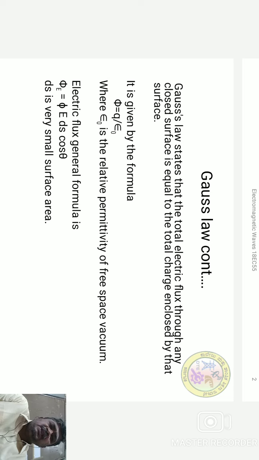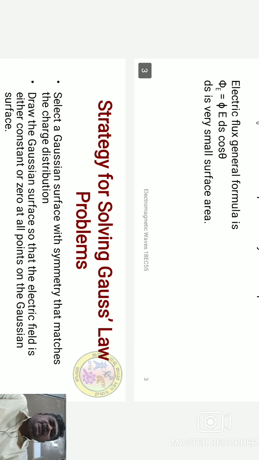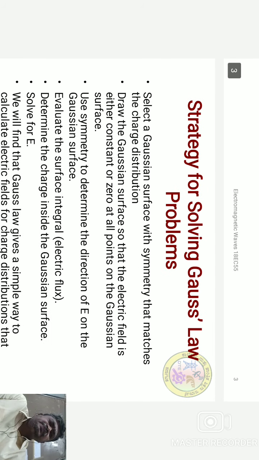Q upon epsilon naught is equal to psi, the closed integral of E into ds cos theta. So psi will be replaced by q upon epsilon naught. Now q upon epsilon naught is equal to the closed integral of E ds. So the closed integral of E into ds is equal to q upon epsilon naught. This is the expression of the Gauss theorem used for all applications.